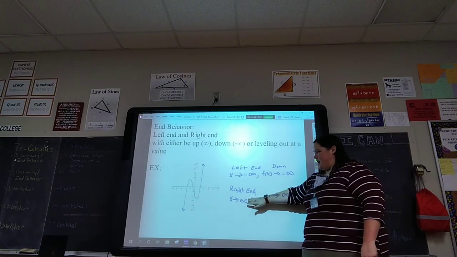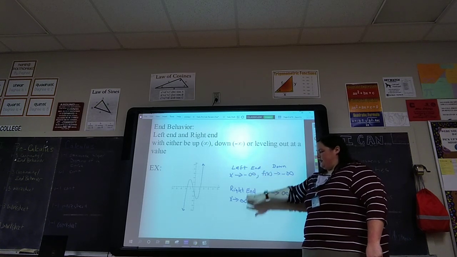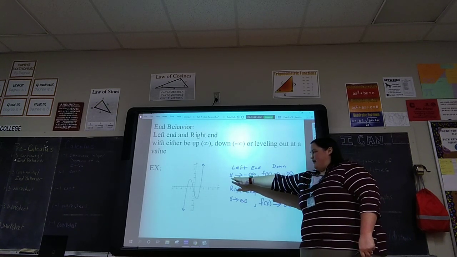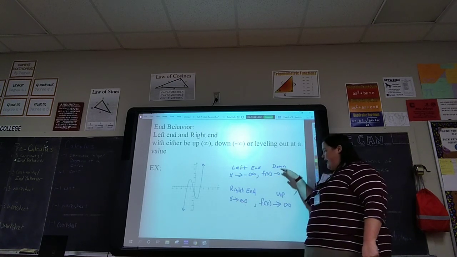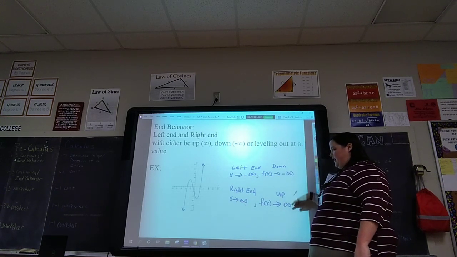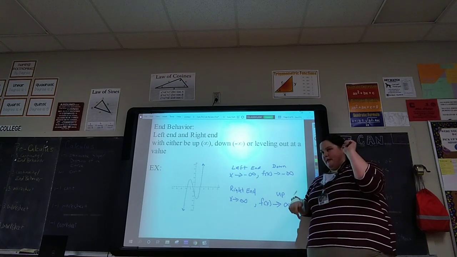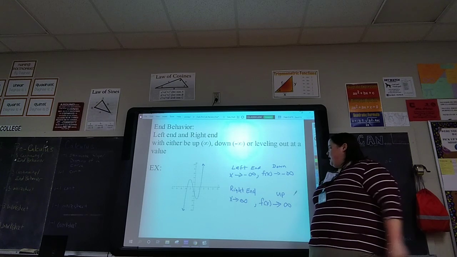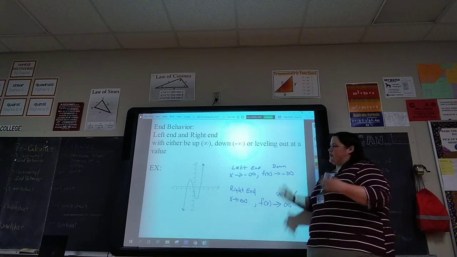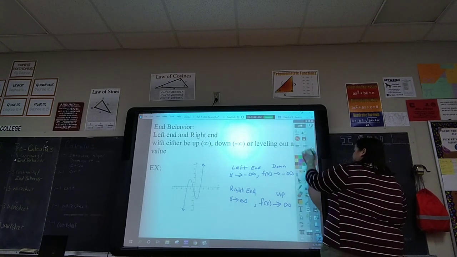The notation is going to be the same each time, but you're always going to look to the left end and the right end. So you're always going to have x approaching negative infinity and x approaching positive infinity. F of x will change. You might have one of each, so one might be going down, one might be going up. They both might be going down. They both might be going up. Or they could be leveling out. So this depends on what the answer is.